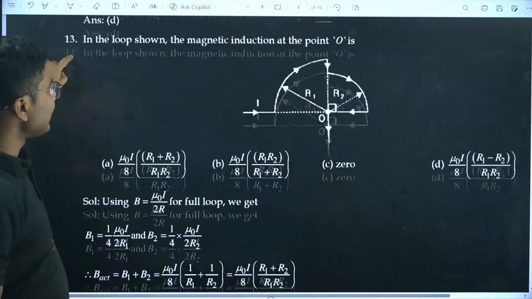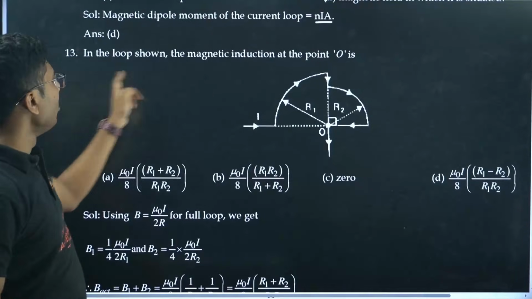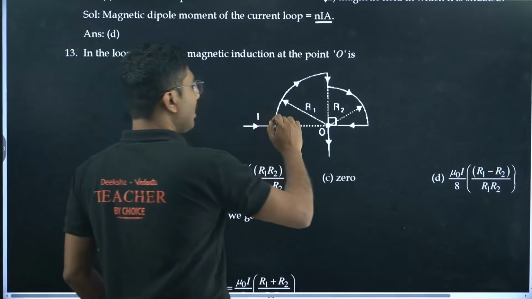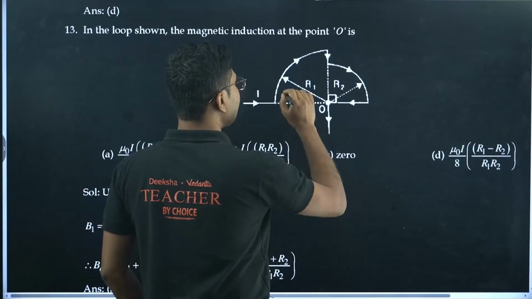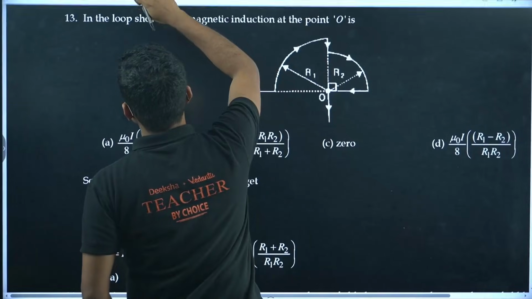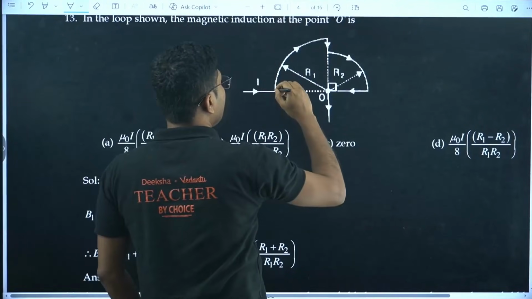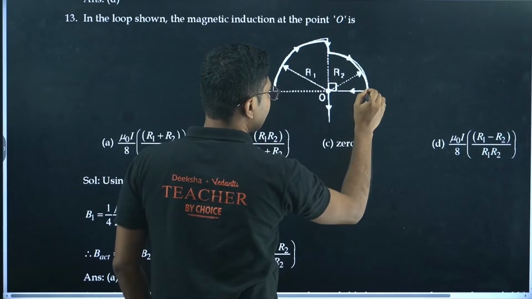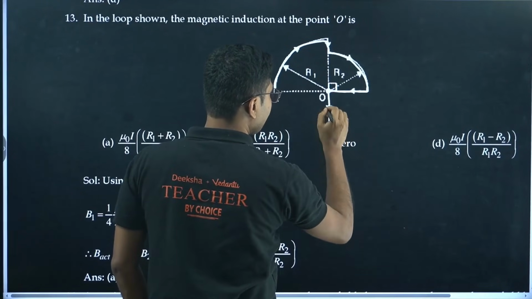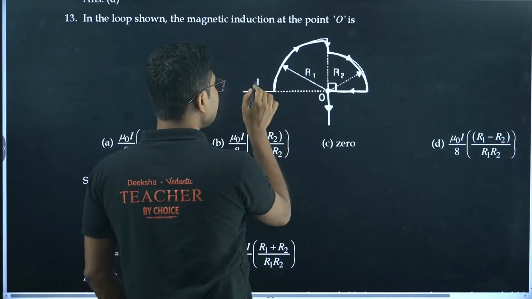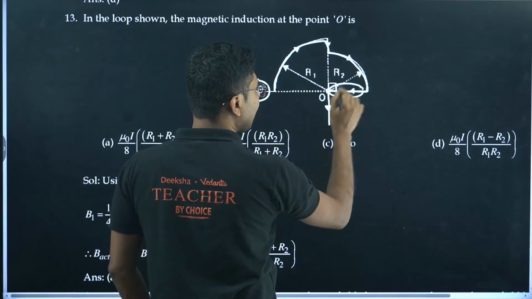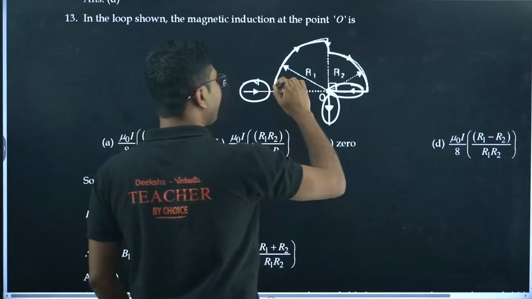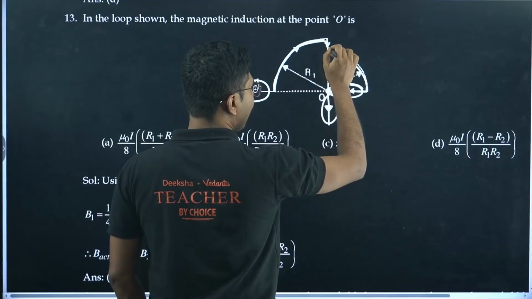Now this is a very interesting question. In the loop shown, find the magnetic induction at the point O. You can see that one current carrying loop is coming like this, then there is a loop like this, it is being carried like this, then there is a cut over here, then this is coming like this, and then it is coming back. Now here, this arm and this arm will not have any effect. The only effect we need to calculate is from this quarter and this quarter.